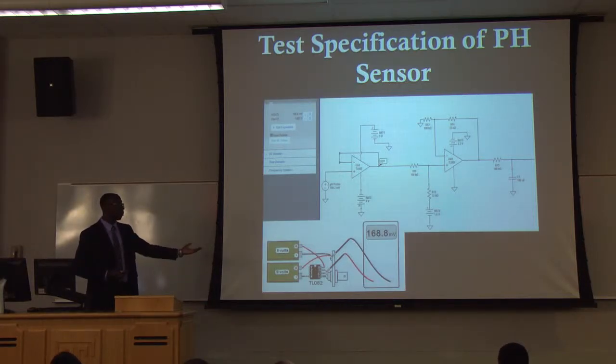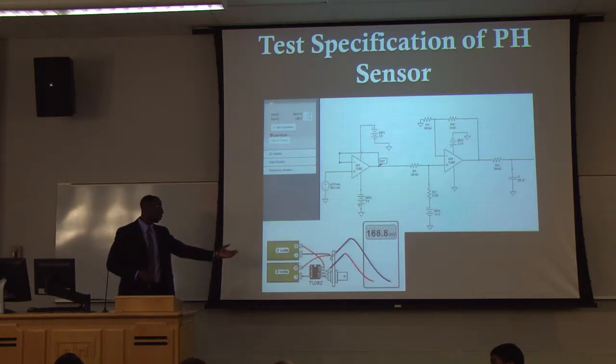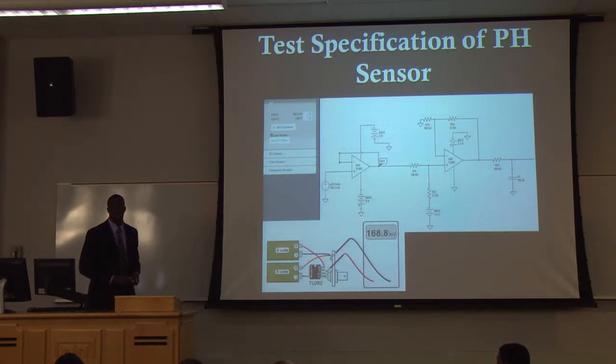And then here's the physical representation of our system right here. We have our op-amp in the middle here, the two batteries to power the system, our BNC panel connector, and a digital voltmeter for testing.